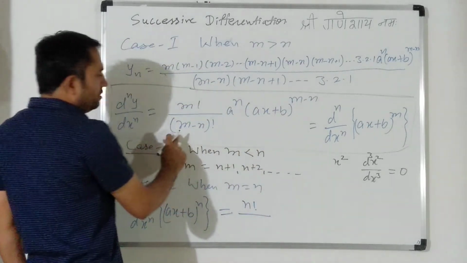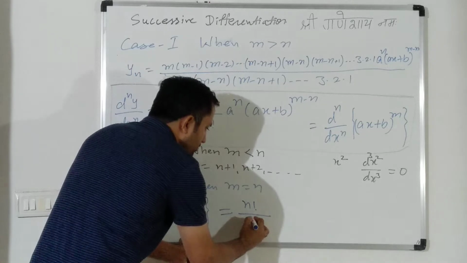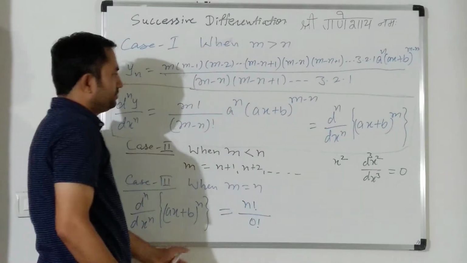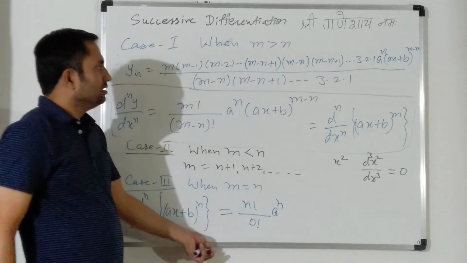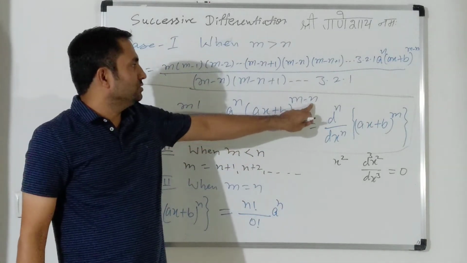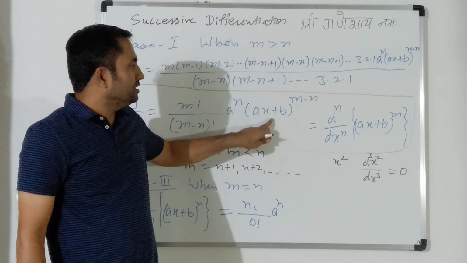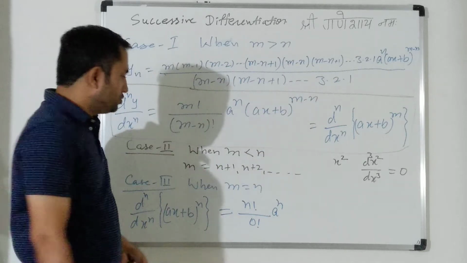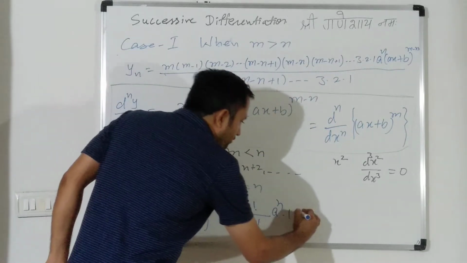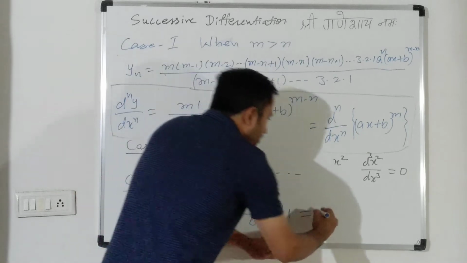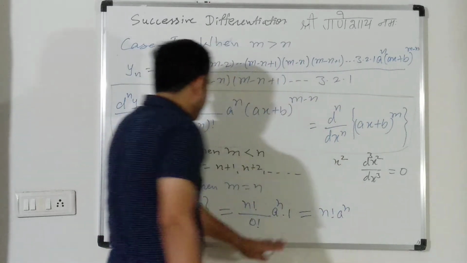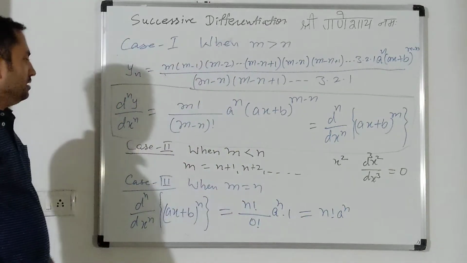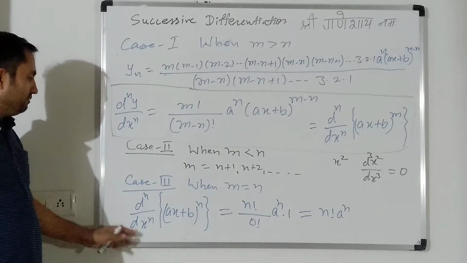In the denominator we get 0 factorial, a to the power n, and here m is equal to n, so this will be 0 and n raised to the power 0 will be 1. So this we get 1. Finally, what we get will be n factorial a to the power n. This will be the nth derivative of the given function.